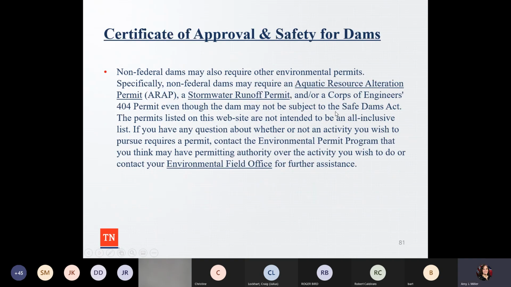So again, non-federal dams may also require other environmental permits. This all goes together, especially an aquatic resource alteration permit, stormwater runoff permit, and Corps of Engineers 404 permit. Even though the dam may not be subject to the Dam Safety Act, the permits listed on this website are not intended to be all-inclusive lists. If you have any questions and you wish to talk about it, you can go to the environmental permit program that you think applies, or contact the environmental field office.